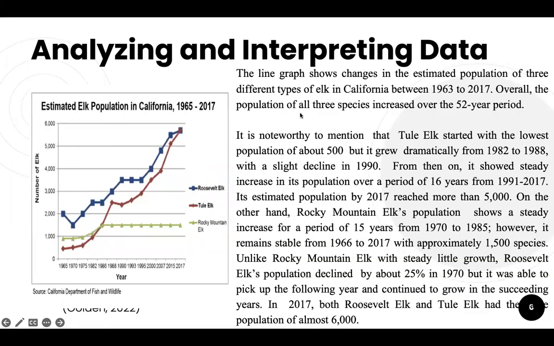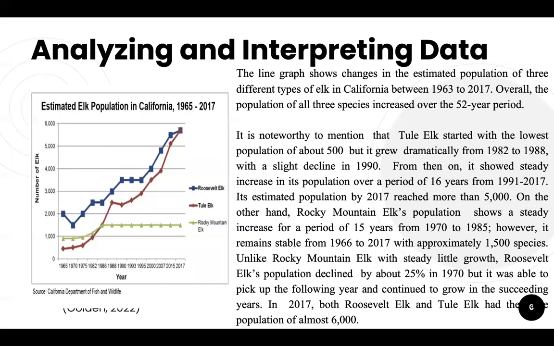I have already read the introduction, so I'm going to read the body paragraph. It's noteworthy to mention that Tule elk started with the lowest population of about 500. Look at this one, right? But it grew dramatically from 1982 to 1988 with a slight decline in 1990. From then on, it showed a steady increase in its population over a period of 16 years from 1991 to 2017. Its estimated population by 2017 reached more than 5,000.